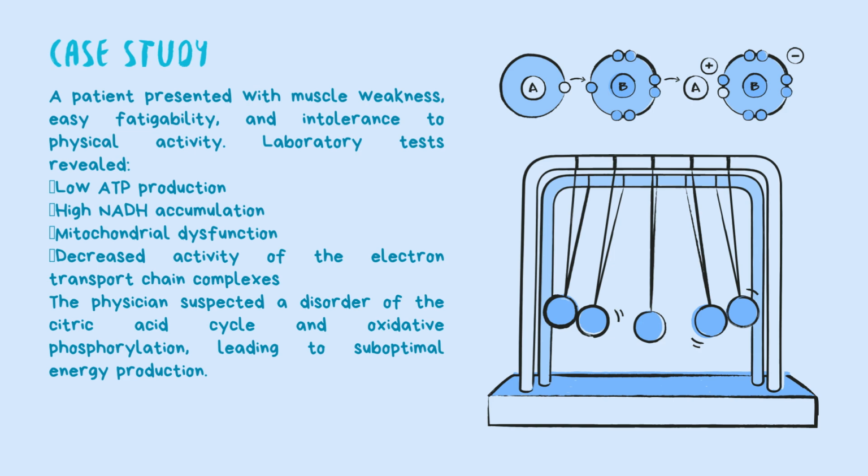The case study is a patient presented with muscle weakness, fatigability, and intolerance to physical activity. Laboratory tests revealed low ATP production, high NADH accumulation, mitochondrial dysfunction, and decreased activity of the electron transport chain complex. The physician suspected a disorder of the citric acid cycle and oxidative phosphorylation, leading to suboptimal energy production.